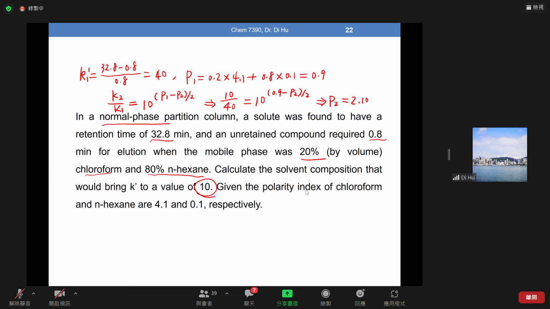Now again we set, which one to be X? I set chloroform to be X, and then hexane to be 1 minus X. Now I have P2, so 2.1 equals 4.1 times X, because this is the polarity index of chloroform, plus 0.1 times 1 minus X. And then anyone can tell me X. What is X?